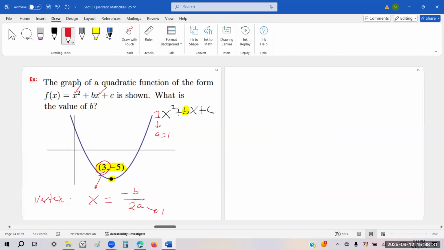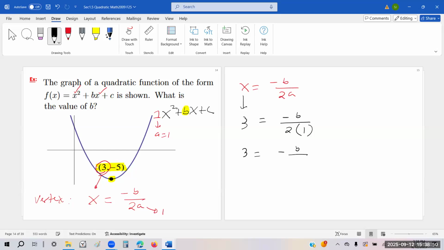We have x equals negative b over 2a. That means 3 equals negative b over 2 times 1. We know x, we know a. The only thing we don't know is b, so you can solve for it. So 3 equals negative b over 2. How are you going to solve for b?